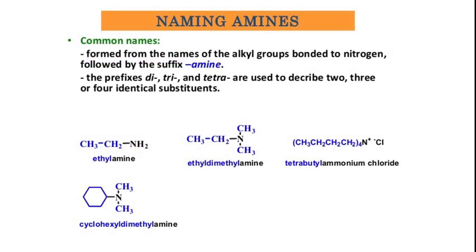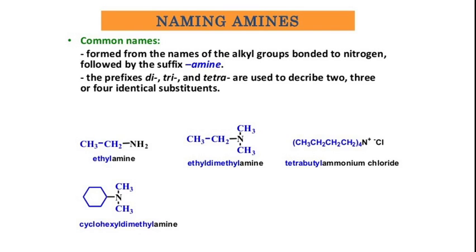Next, naming amines. Names are formed from the names of alkyl groups bonded to nitrogen, with the suffix amine. NH2, this is amine. How many carbons? 1, 2. Two carbons, that is ethylamine. Here nitrogen has three methyl groups, so three hydrogens are replaced with three alkyl groups. That's why it is a tertiary amine.